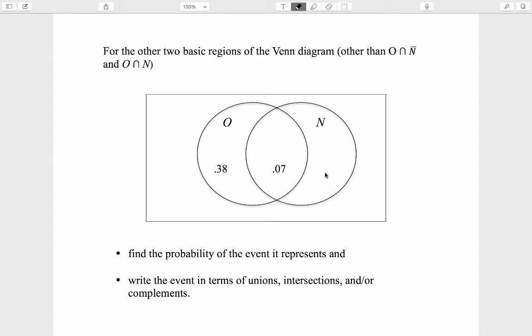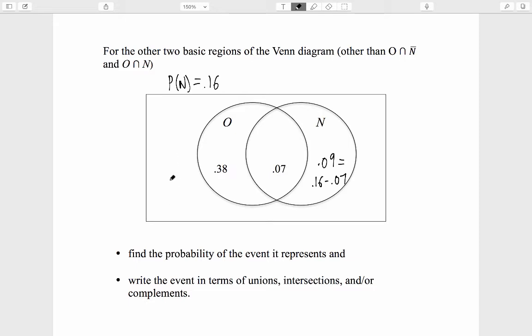Let's first look at this region inside the N circle but outside the O circle, the event that the donor has a negative blood type other than O. Now, the information given to us at the very beginning included the fact that the probability of N as a whole equals 0.16. That means that the probability of N but not O must be 0.09. Why 0.09? Because 0.09 is the result of taking the 0.16 total probability for the N circle and subtracting off the 0.07 that has already been accounted for.